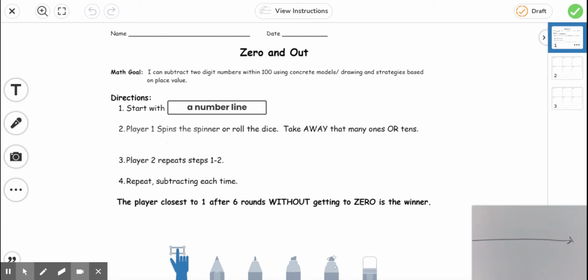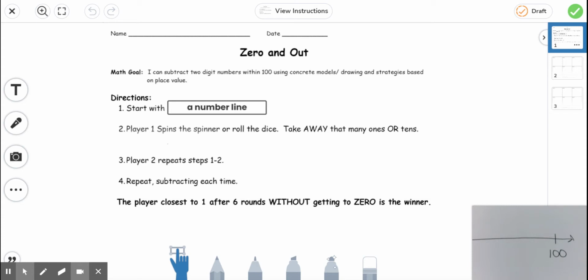So whoever's player 1 is going to spin the spinner or roll the dice. And you're going to take away that many ones or tens. So you might remember this is how it works. For this game, you start at 100. So I'm going to put 100 on my number line. Okay, so you have to start at 100.